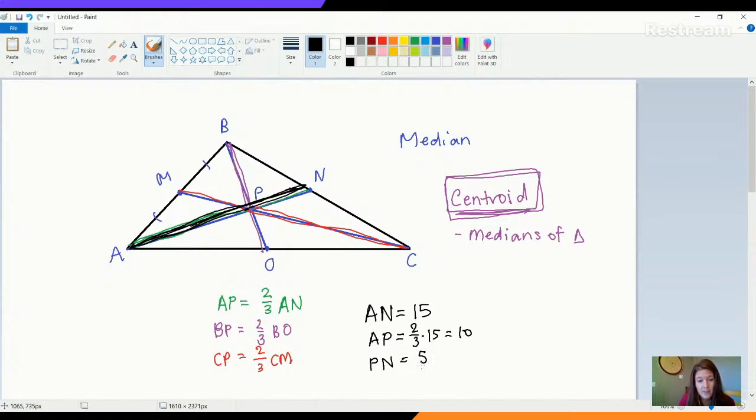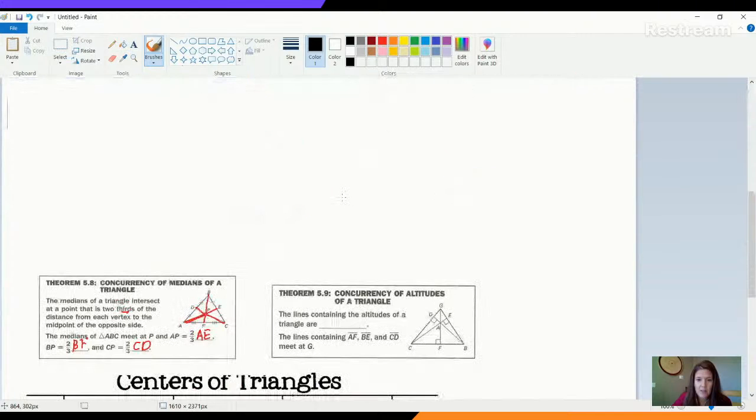There's two ways you could figure out this 5. You could either subtract 10 from 15, right? The whole thing is 15. Part of it's 10, so that means the other part has to be 5. Or you could say, well, if this part is 2/3 of the total, then this part would have to be 1/3 of the total. So 1/3 of the 15 to figure that out. All right, so that's what's going on with the medians and finding the centroid. Again, centroid's an important one because it is the center of mass.